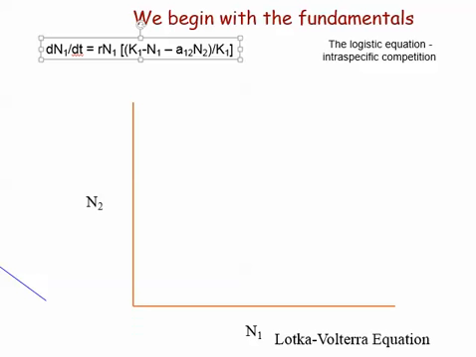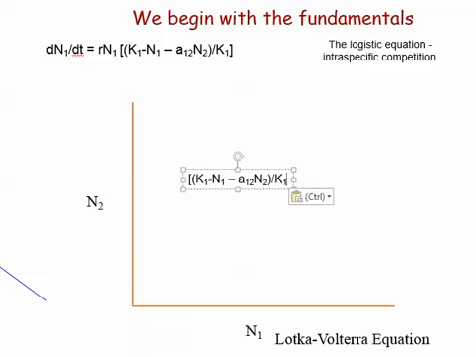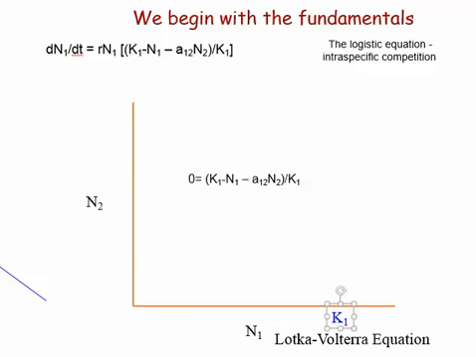So what are we going to look for? We're going to look for something where that joint abundance of N1 and N2 results in no growth. And that means that we're looking for the place where this equals 0. And quite simply, we know that where this equals 0 when there are none of species 2 in the population is just the carrying capacity, K1.